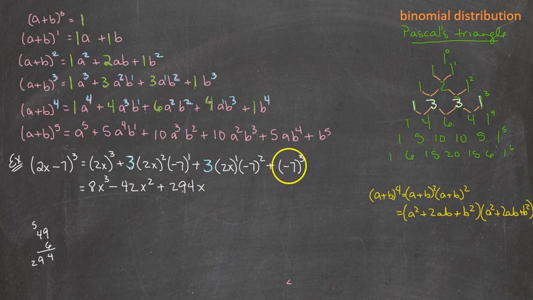and then negative 7 cubed, well, the negative is still going to be a negative, and 49 times 7, 9 times 7 is 63, carry the 6, 7 times 4 is 28, plus 6 is 34. So 343.